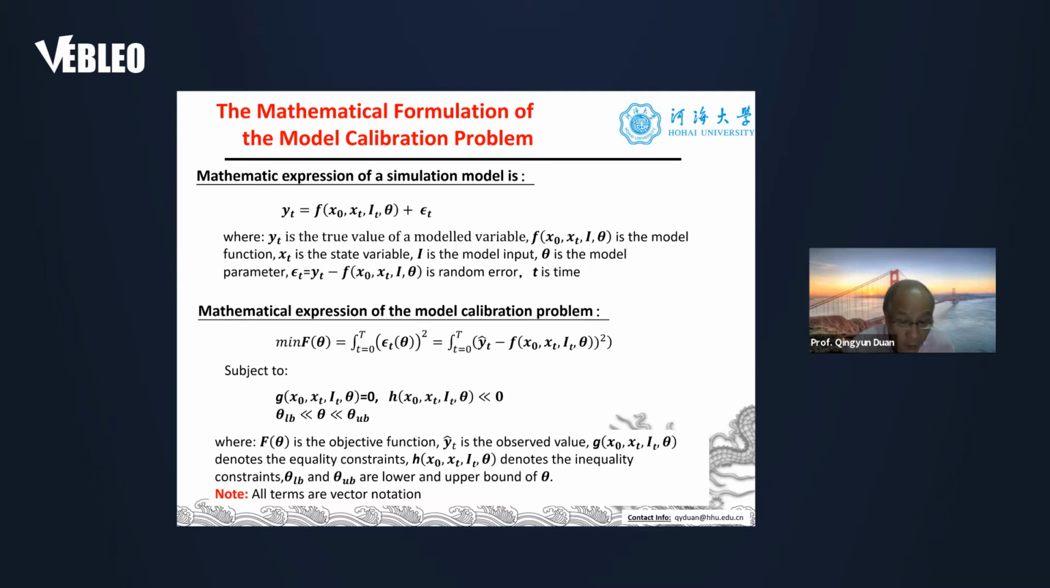subject to some kind of model constraints: the equality constraint, the inequality constraint, and also explicit constraints on the model parameters, the lower and upper bound. Note that the function is bold-faced. That means it's a vector notation, and it can be a scalar, a single objective function, but it can also be a multi-objective function. So if you have multiple objective functions, it becomes a multi-objective optimization problem.